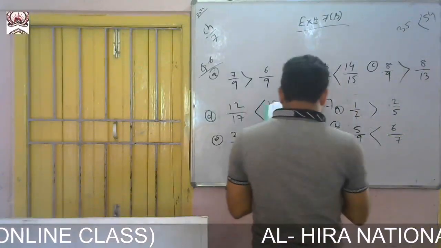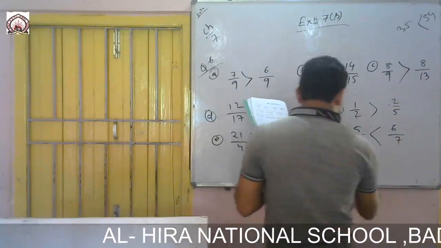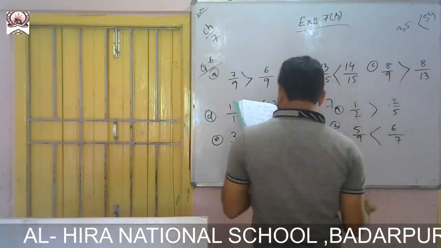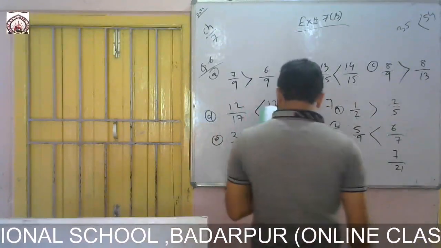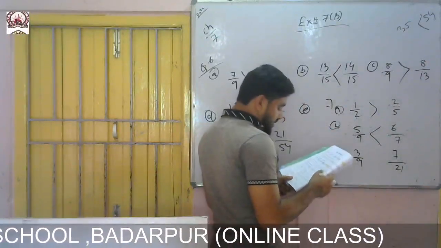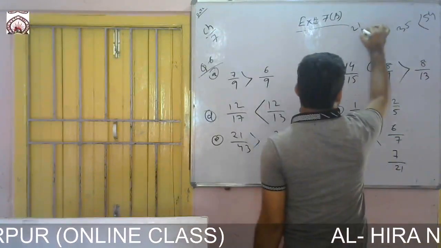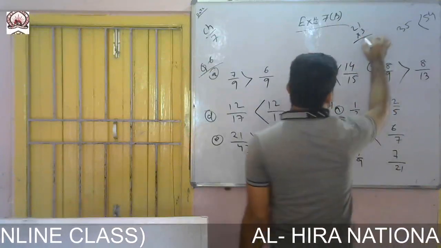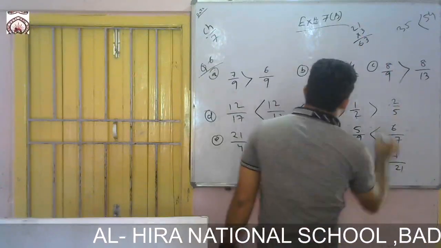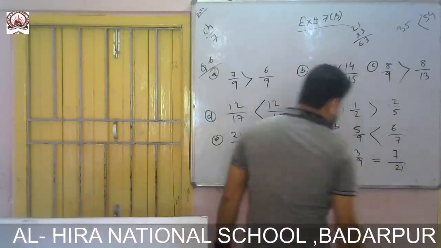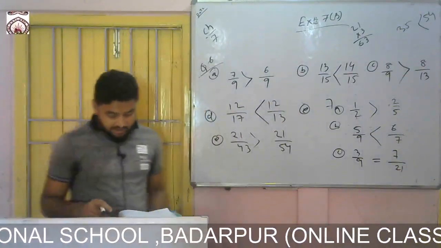Now come to question number C. 3 by 9 and 7 by 21. So 21 threes are how much? 21 into 3, this one 3 into 6, 63. And 7 nines are what? Again 63. So both sides are equal. So you can say that these are equal, because 63, 63.